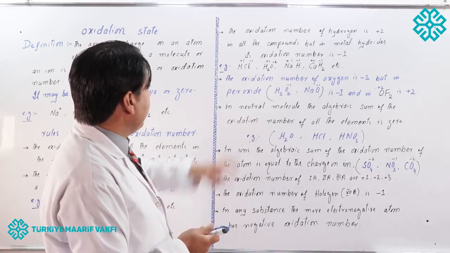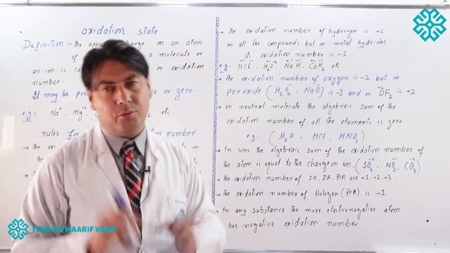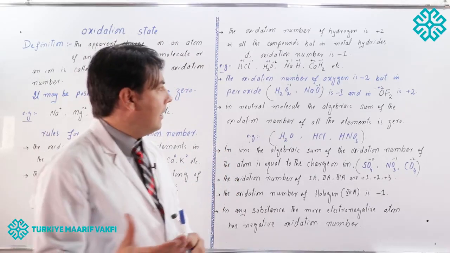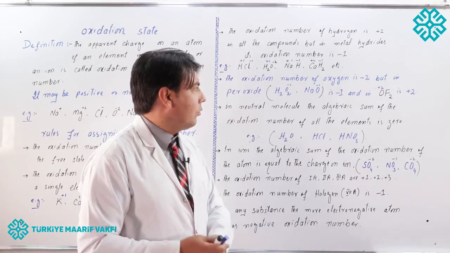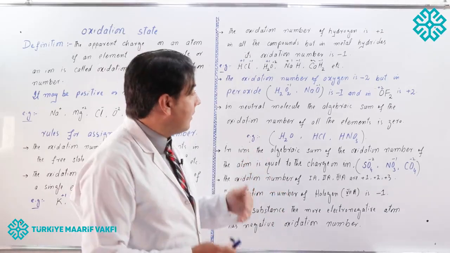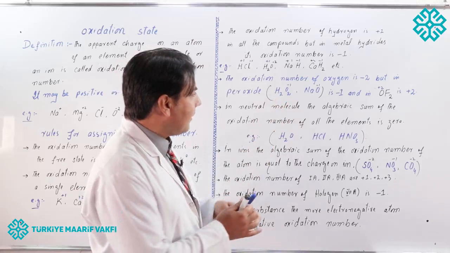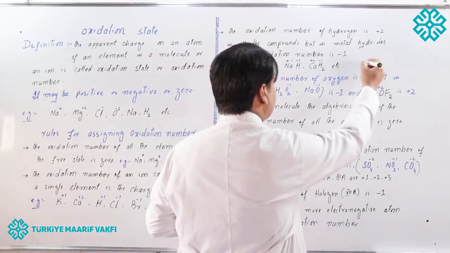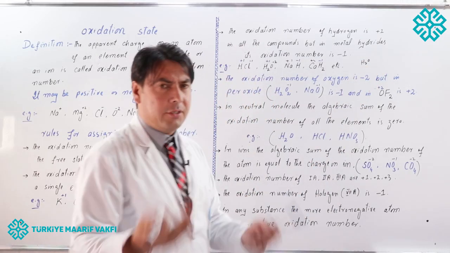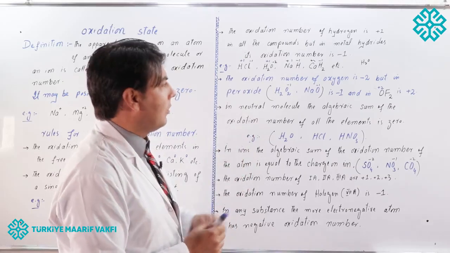Another rule: the oxidation number of oxygen is -2 in normal oxides. But in peroxides, the oxidation number of oxygen is -1. For example, what are normal oxides? For example, H2O is a normal oxide. The oxidation number of oxygen is -2.